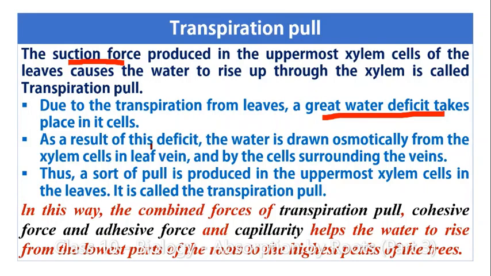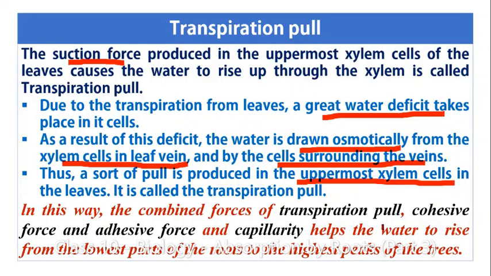And to fill up that deficit, to fill up that vacuum, water is drawn osmotically from the xylem cells into the leaf veins, because veins are also there in the leaves. From there, water is being pulled into the cells of the leaves. And because of that, this suction force which is created in the uppermost part of the xylem cells helps the water to rise up. This suction force, which is pulling the water level to go up, is known as the transpiration pull.